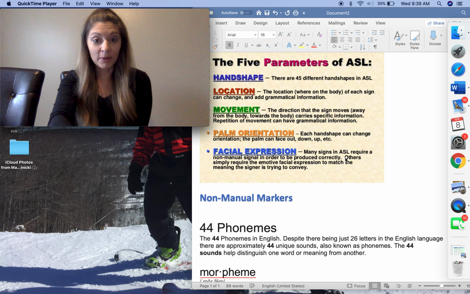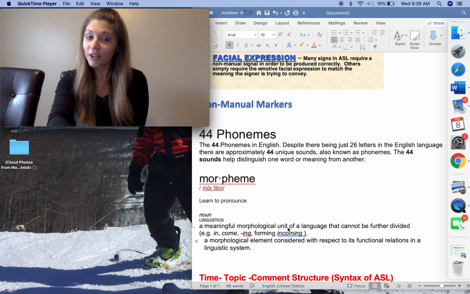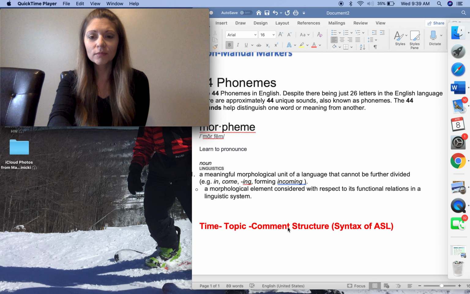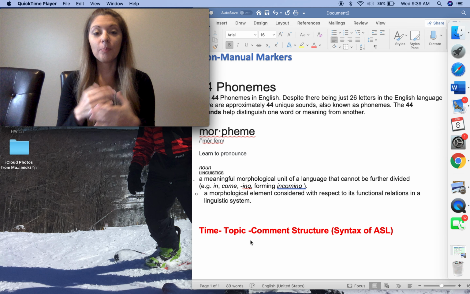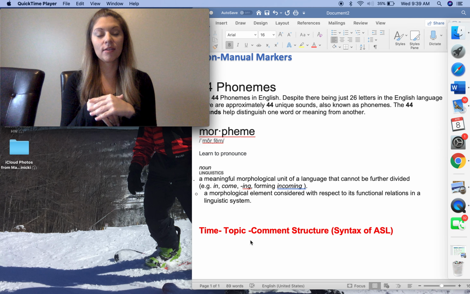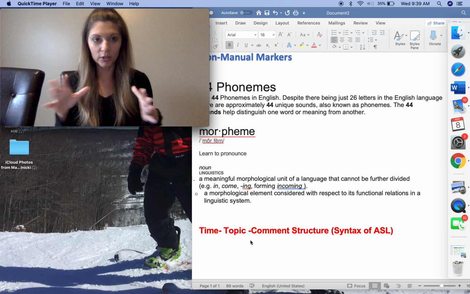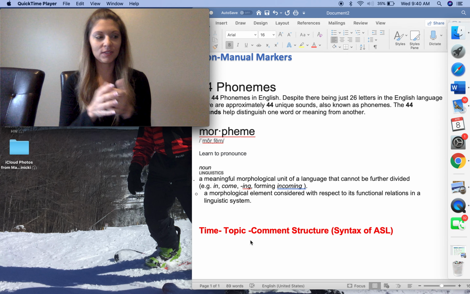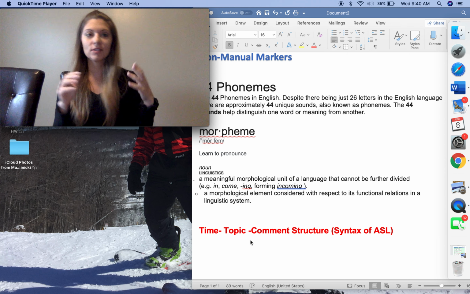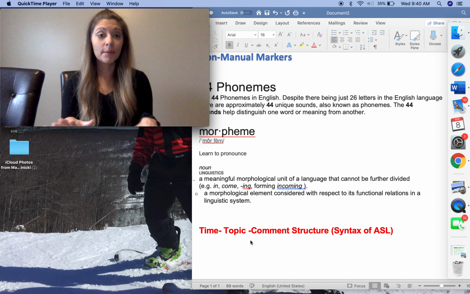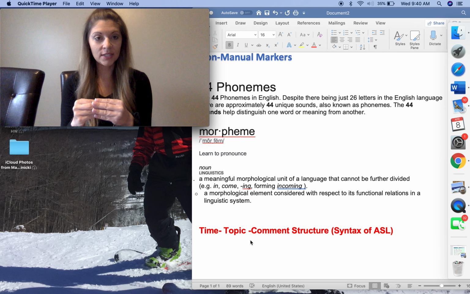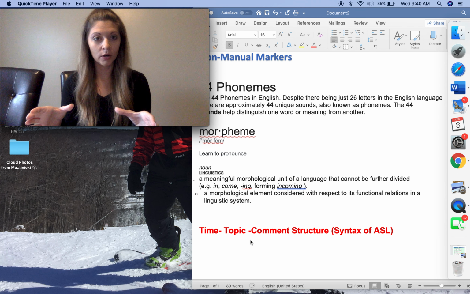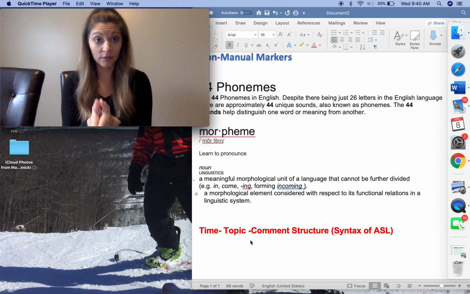Okay, so now that we've talked about all of our phonemes and morphemes, and we have an understanding of what those things are, our sentence structure. This is going to be very basic and very short. But there are more sentence structures and more declarative sentences and this kind of sentence and WH questions and RH questions. But most simplistically, the syntax of ASL, syntax meaning the word order, is different than that of English.